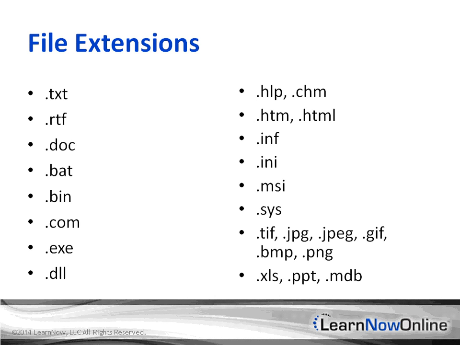.ini is an initialization file where you're initializing a service. .msi is a file that is a Windows installer package. Then you've got a .sys or system file. Then .tiff, JPEG, GIF, so forth. Those are all picture extensions. And then .xls, .ppt, and .mdb are Excel files, PowerPoint files, and Access files in that order.